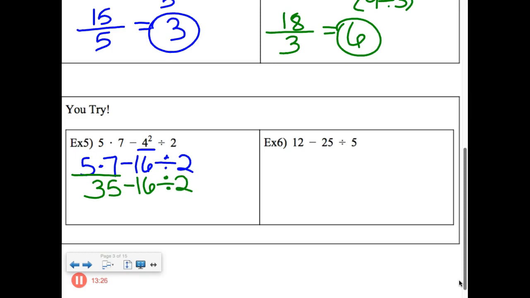Again, I'm reading this left to right. I have a subtraction. I have a division. I have to do that division first. So I have 16 divided by 2, which is going to give us 8. So now I have 35 minus 8. Feel free to plug this into your calculator. 35 minus 8. That is going to give us a grand total of 27.